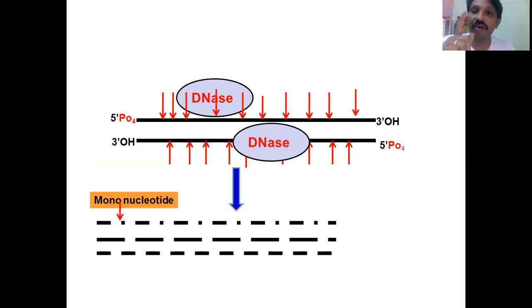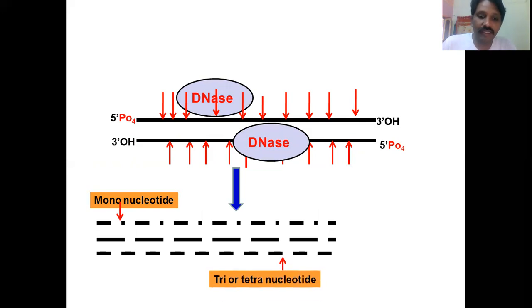DNase I also has one more activity, called oligonucleotide nuclease activity. Whenever it releases an oligonucleotide, that is further degraded into mononucleotides, dinucleotides, or tetranucleotides, right? So if you give a DNA and digest it with DNase I, ultimately at the end of the reaction you will have mononucleotides, dinucleotides, or tetranucleotides, right?